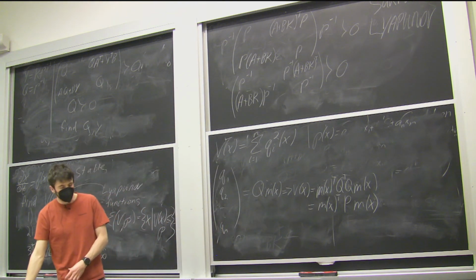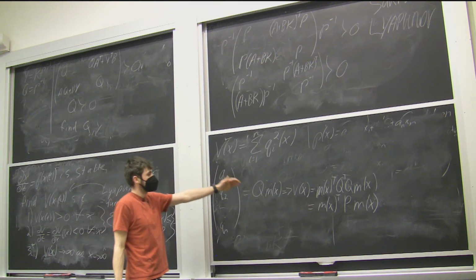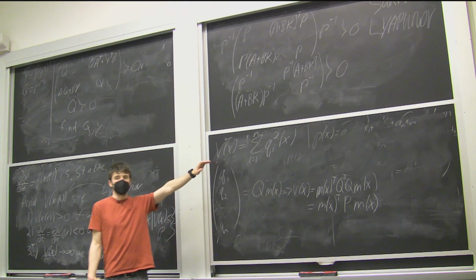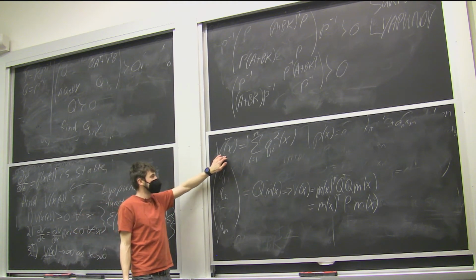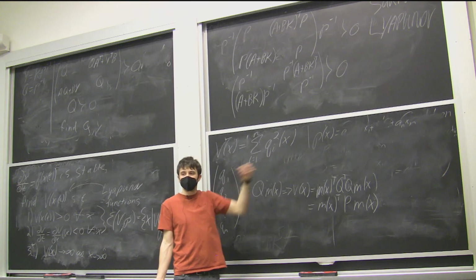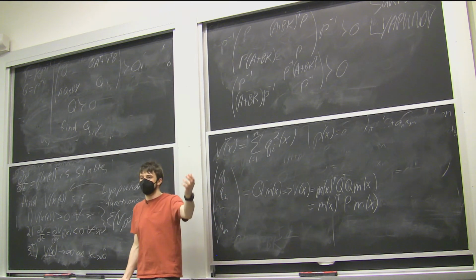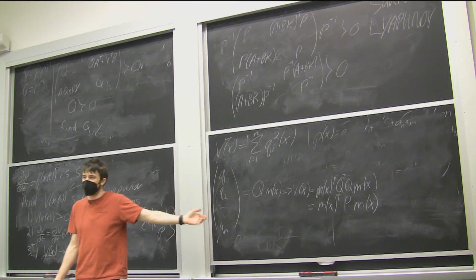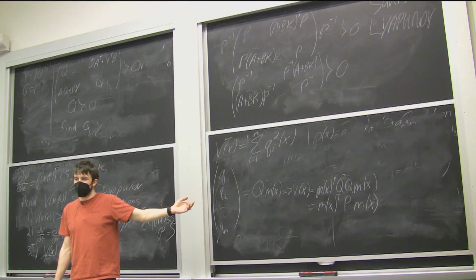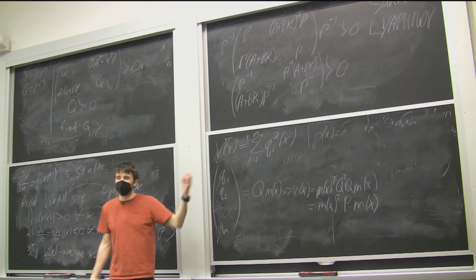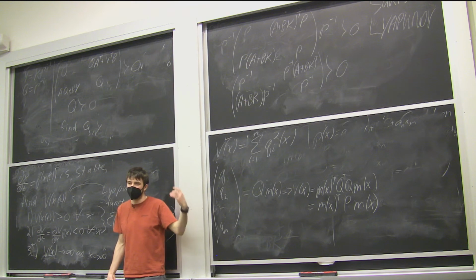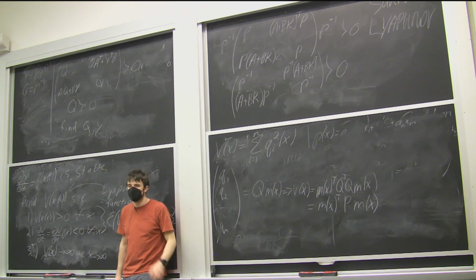So what I've shown basically is that if I want to write v of x as a sum of squares, really what I need to do is search for a positive semidefinite matrix. There's this equivalence between searching for positive semidefinite matrices and searching for quadratic polynomials.